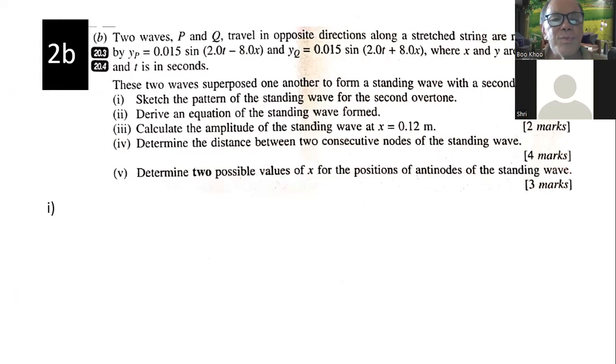Two waves P and Q traveling in opposite directions along the stretched string are represented by the equations given. X and Y are in meters, t in seconds. These two waves superimpose on one another to form a standing wave with a second overtone. Sketch the pattern of the waveform for the second overtone. How many loops are there? How to sketch?